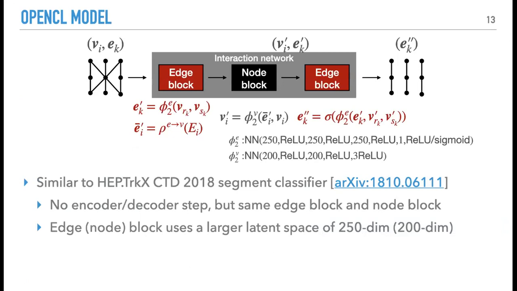And so the other big difference is that this is a much larger model in terms of the latent space. So you can see that for the edge features, there's a 250 dimensional latent space. For the node features, there's a 200 dimensional latent space. So that's another big difference.